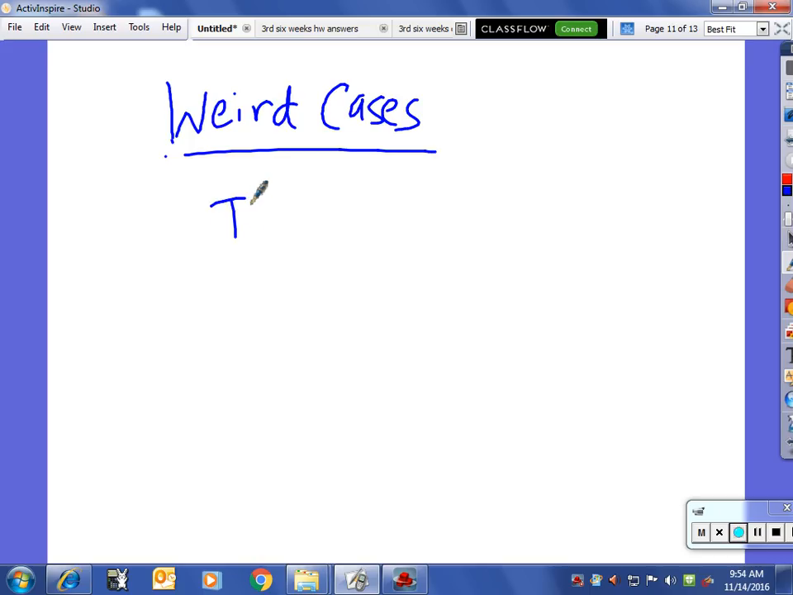Weird cases involve binomials. It's not normal to factor a binomial into more binomials. That's weird. In these cases, either something is missing. Either the middle term, the b value, is going to be missing, or the last term, the c value, is going to be missing. Okay, and that makes the problem easier if you recognize it when you see it.